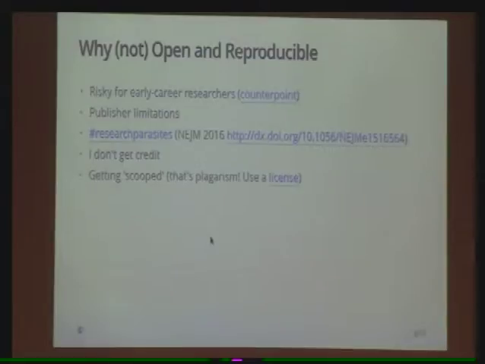So why not open and reproducible? And these are a few of the things that we hear. It's risky for early career researchers, right? So you're giving away your data. What am I going to do with it?